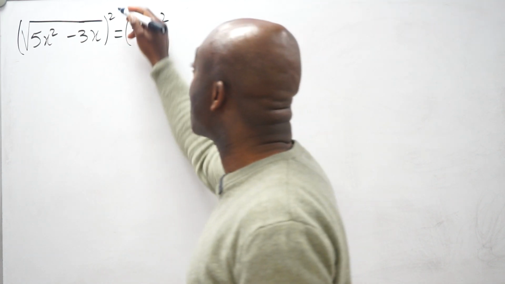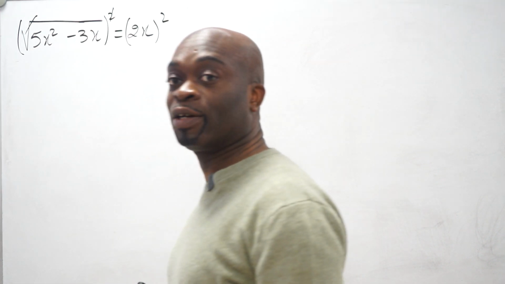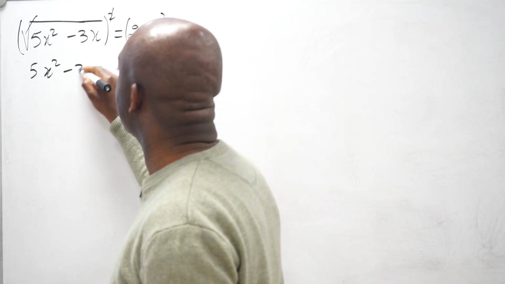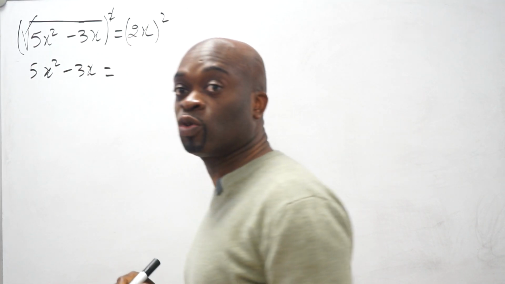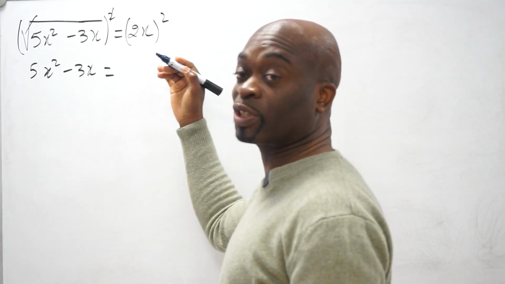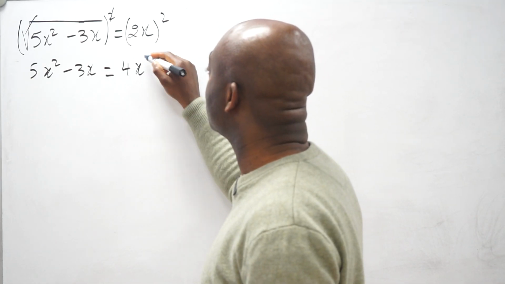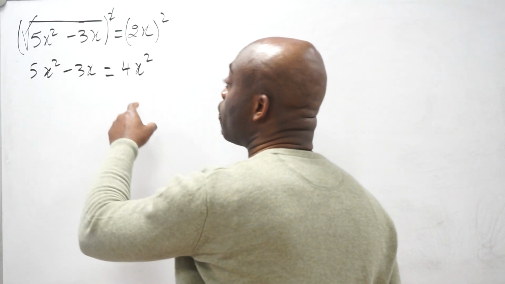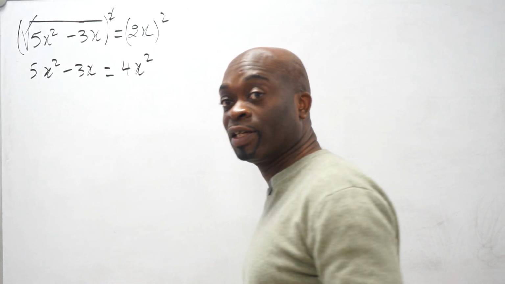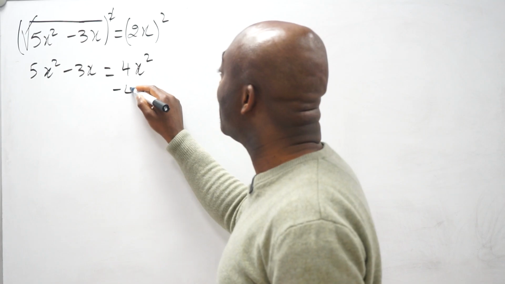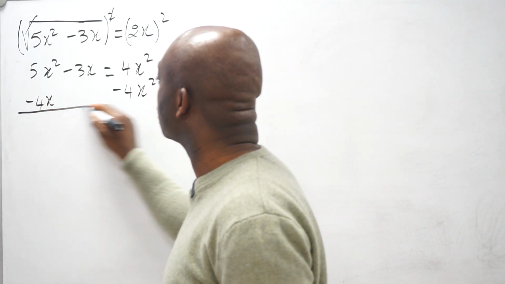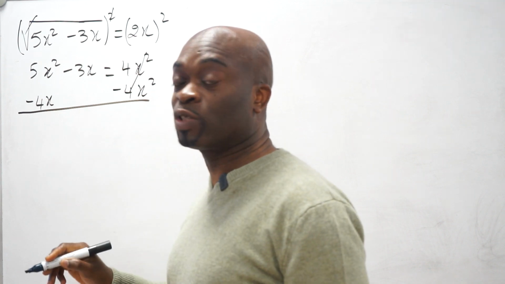And once we do that, what's happening? The square and the radical cancel out. So we end up with 5x squared minus 3x, and that is equal to what? 2x squared will give us 4x squared. Now we have to combine like terms. We have 4x squared, which is a like term with 5x squared, correct? So we can just subtract 4x squared from both sides. And then that will give us what?